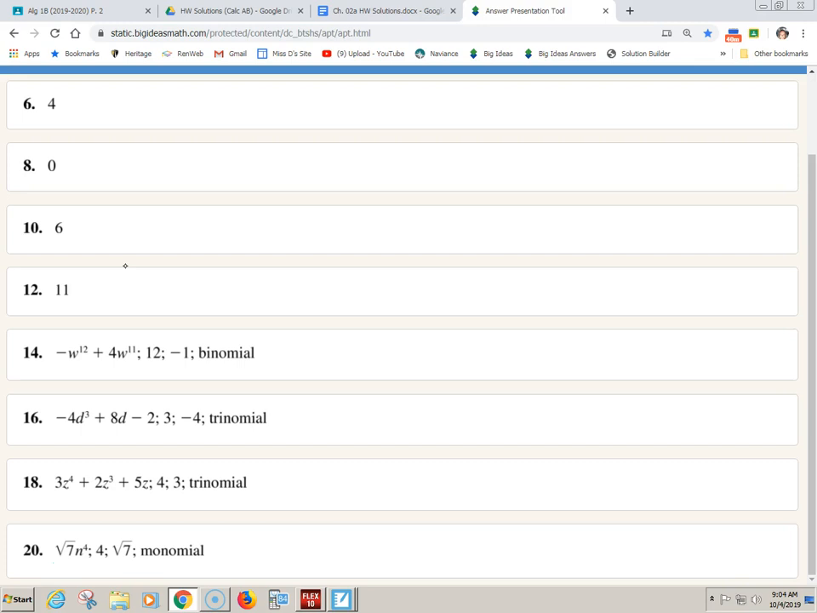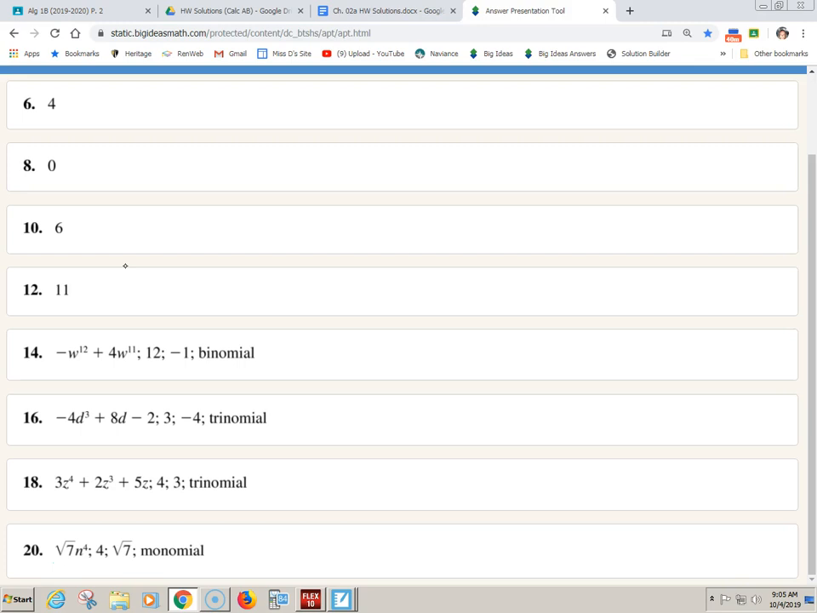Do you see how they were ordering it in descending order? The 12th degree and then the 11th degree, the 3rd and then the 1st and then the 0. And this guy didn't even have a second. That guy didn't have anything else besides 12 and 11.